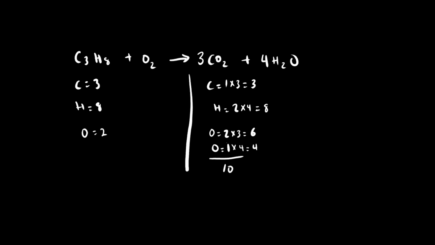Least common multiple of 2 and 10 is 10. So a coefficient of 5 in front of the oxygen on the left hand side is going to balance this equation.